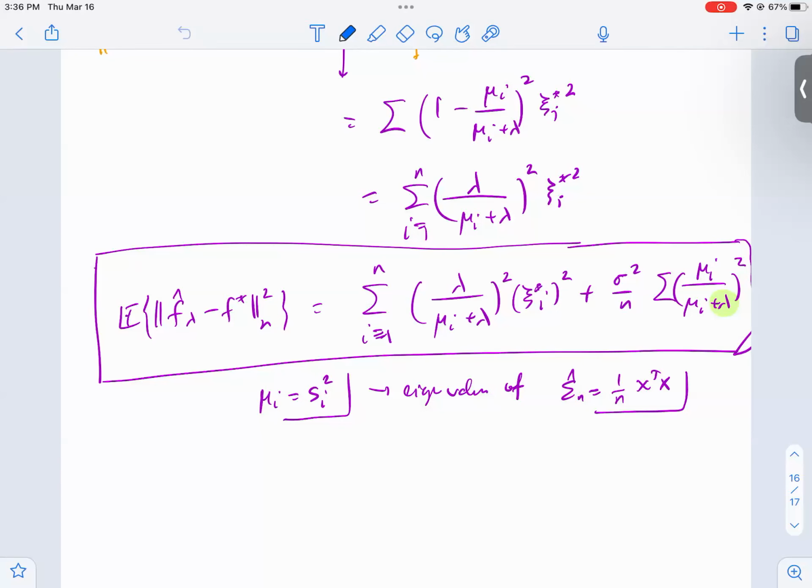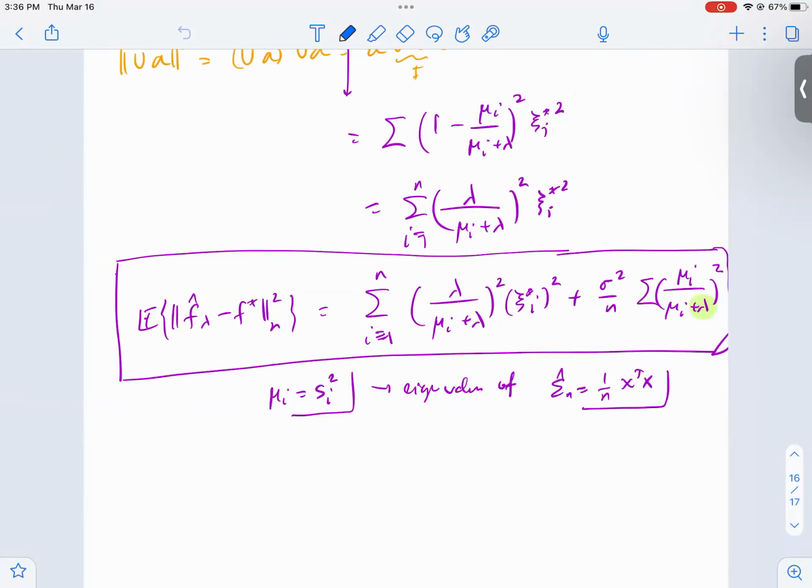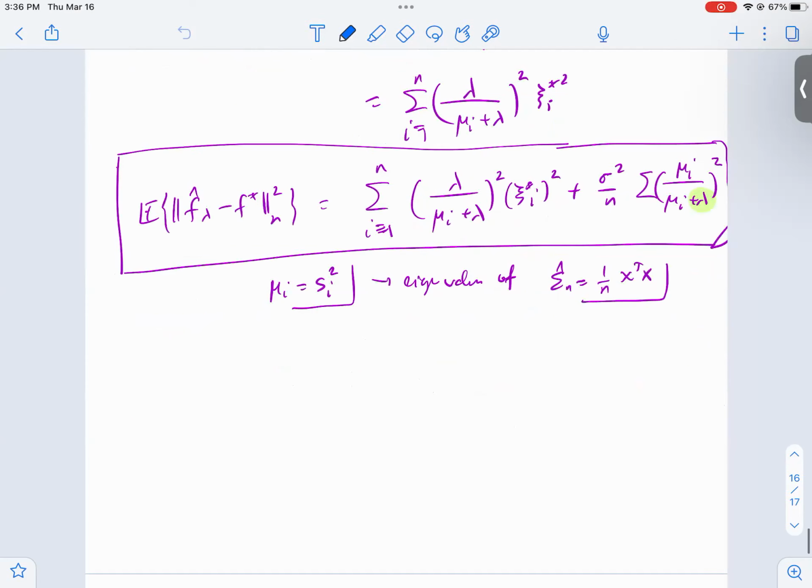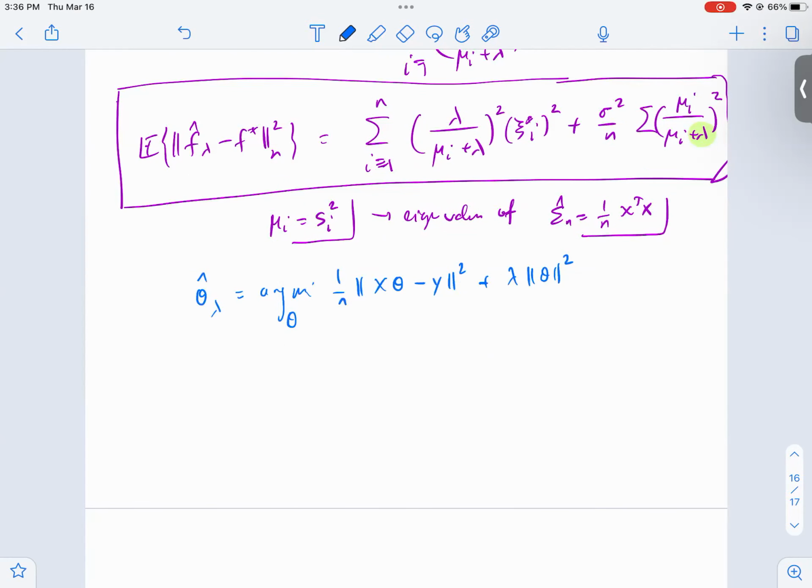So if you recall, we were looking at ridge regression, right? So ridge regression was: I had beta hat, or theta hat lambda, is the argmin over theta of ||x theta minus y||² plus lambda times the norm of theta squared. And we want to see what this regularization does.